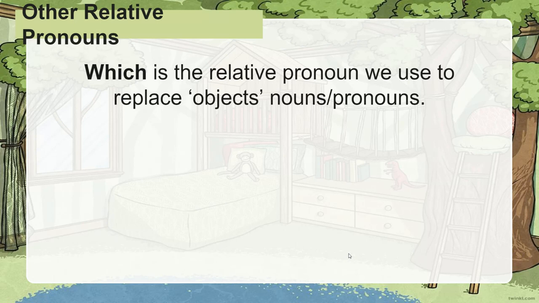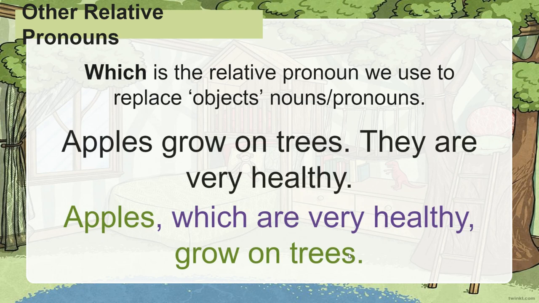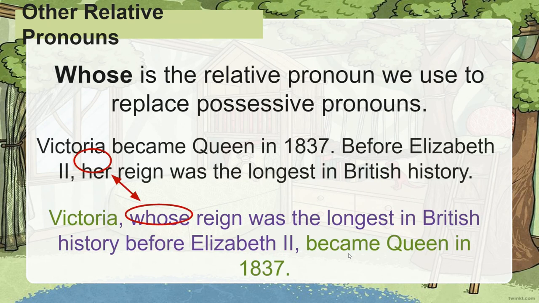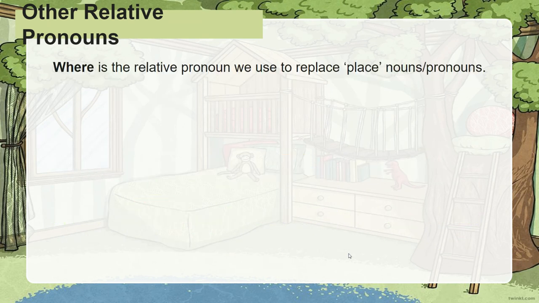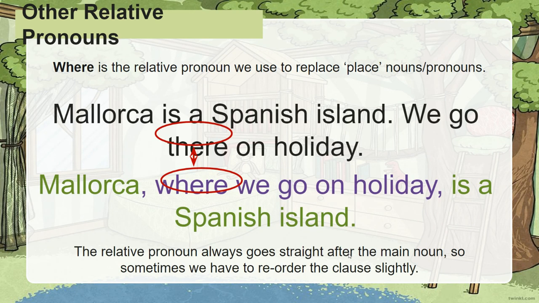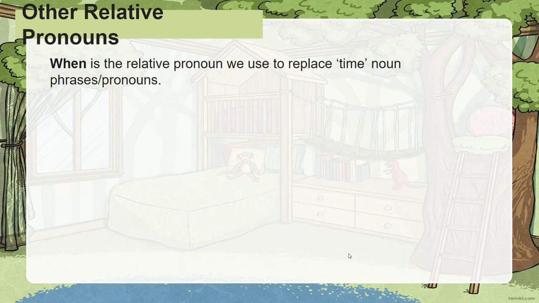Other relative pronouns include which, and we use it to replace objects or nouns. Apples grow on trees. They are very healthy. Really boring, simple sentence. So we upscale that and add in this. Apples, which are very healthy, grow on trees. We've now added in our relative pronoun. Other ones include whose. We also have where. The relative pronoun always goes straight after the main noun, so sometimes we have to reorder the clause slightly.